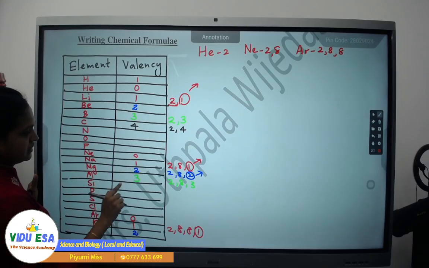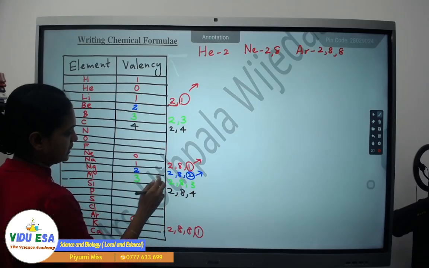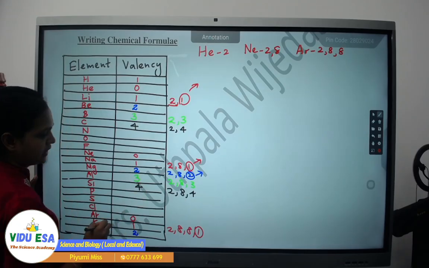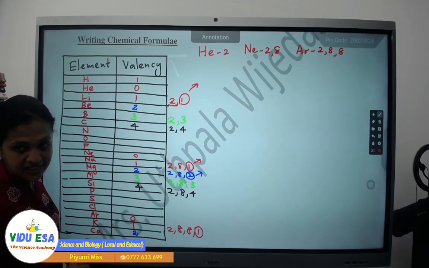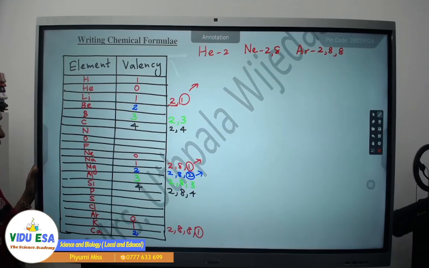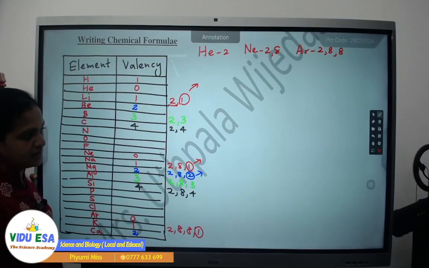Next silicon, the electronic configuration 2,8,4. Once again, silicon most probably shares those 4 electrons to complete the electron octet, 8 electrons. So silicon also gets the valency 4. Carbon and silicon both are in group 4, right?